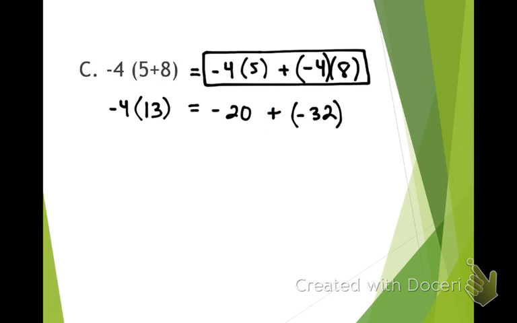So let's go ahead and try to figure this out. -4 times 13, what's the answer? -52, because anytime that you're multiplying, if you only have one negative number, your answer will always be negative. And then -20 plus -32. Remember our song, same sign, add and keep, different sign, subtract? So right here, do I have the same sign or a different sign? Same sign. Add the numbers, keep the sign. What do we have?